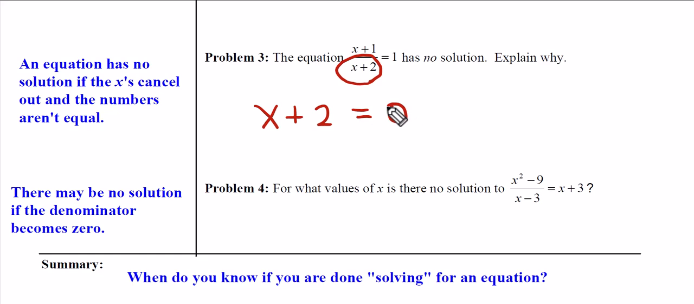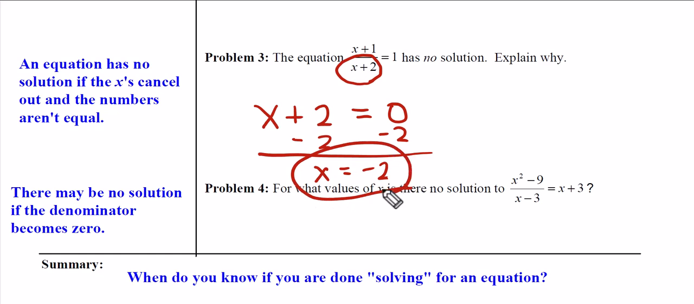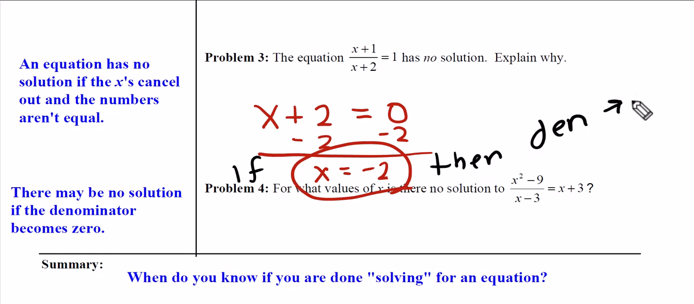This is something you're going to do a lot in pre-calculus and in calculus. And it's very simple. It's basic algebra. But if we take the denominator and set it equal to 0 and solve, right? We solve for an equation like we've been talking about. We get that x equals -2. Now, we're not saying that this is the solution to this problem. We're saying that if x equals -2, then the denominator becomes 0, and the problem becomes undefined.